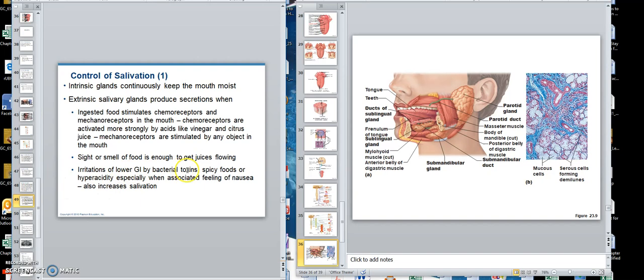Irritations of the lower GI by bacteria or spicy food will give you that nausea and increased salivation, because it's trying to come back up. You feel that nauseated feeling, and then your mouth will start watering. I'm sure all of you have experienced that. Some of this is just living.